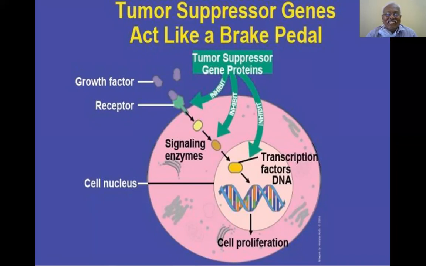So there are three types of brakes. All the three brakes are helpful. Remember, tumor suppressor gene proteins are always good friends of us. They will inhibit at the receptor binding stage, at the signaling enzyme stage, and at the transcription factors acting on the DNA stage, ultimately stopping the cell proliferation. So this you have to remember for your lifetime.